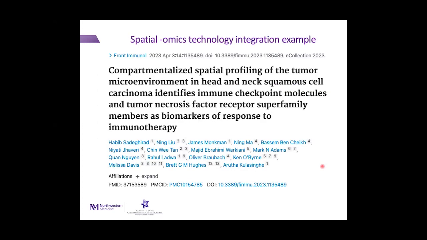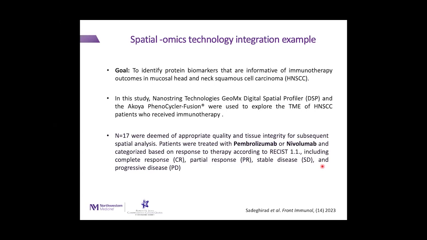So the paper I'm showing for the spatial omics technology integration example is this one, where the authors have looked into the tumor microenvironment of head and neck squamous cell carcinoma in patients treated with immune checkpoint inhibitors, immunotherapy. The goal of the paper was to identify protein biomarkers that are informative of immunotherapy outcomes in mucosal head and neck squamous cell carcinoma. For this study, they used the GeoMx DSP platform and the PhenoCycler Fusion platform to explore the tumor microenvironment and characterize it at the cellular architecture level.